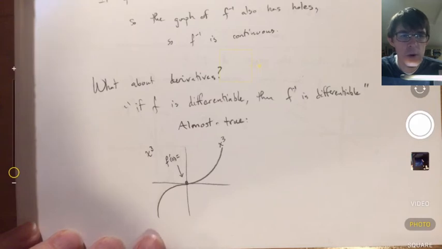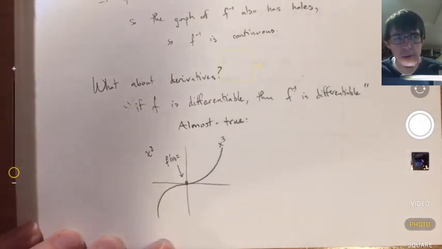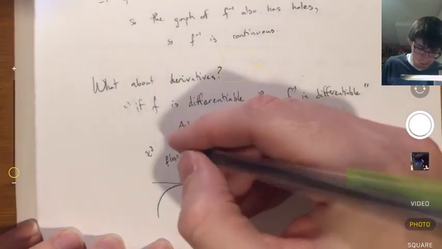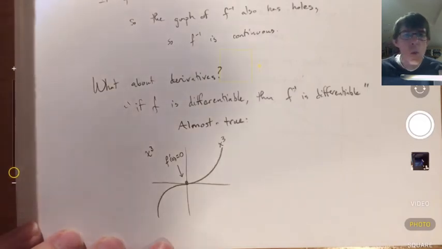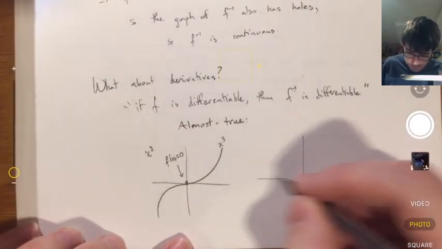It is 0 because the derivative of x cubed is 3x squared, and then when you plug in x equals 0, you get 0. So here, the derivative is 0. All right. What about the inverse? I do the reflection thing. It looks like this.